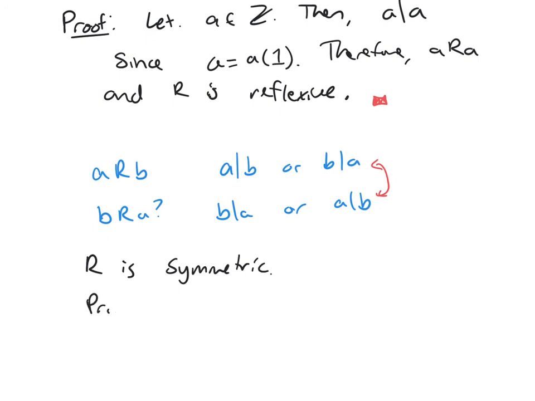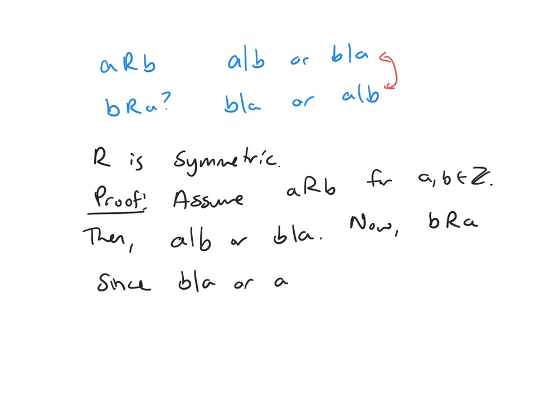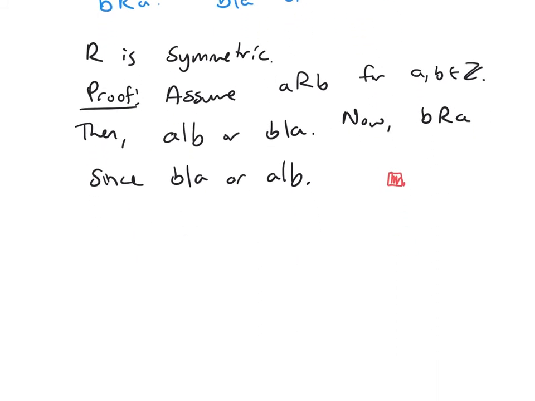And let's provide a proof of that. So assume a relates to b for two integers a and b. Then by definition of the relation, a divides b or b divides a. Now, I can conclude that b relates to a since b divides a or a divides b. And that's the end of the proof that the relation is symmetric.